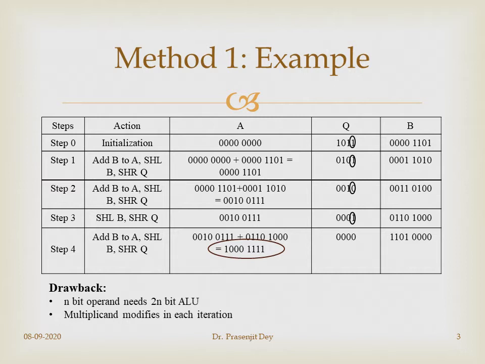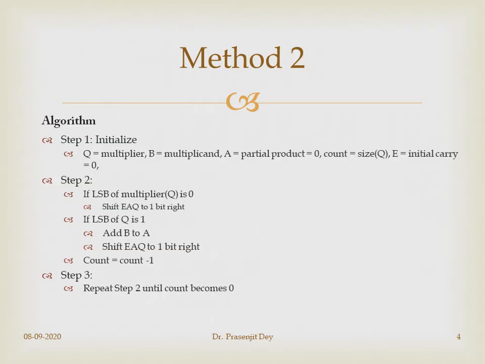So how can we overcome this approach? We can overcome this with the next method. In the next method, we initialize the multiplier, multiplicand, and partial product with the corresponding values, and we consider the count, which is equal to the size of the multiplier, and the initial carry, which is 0.